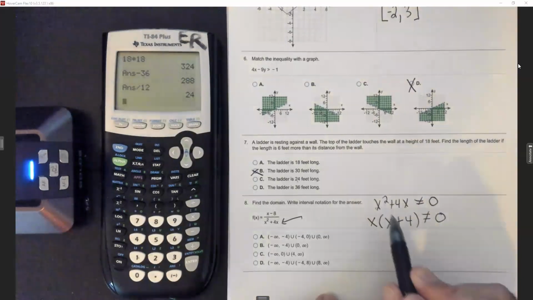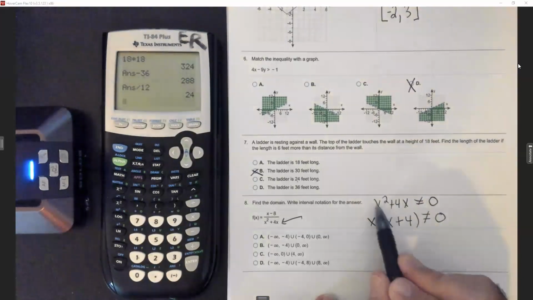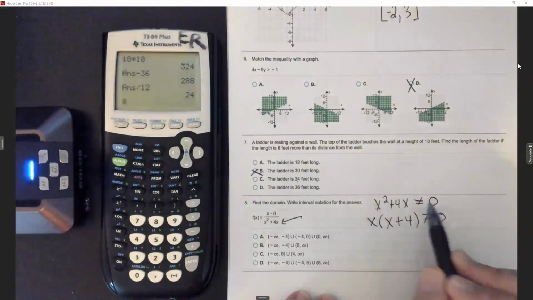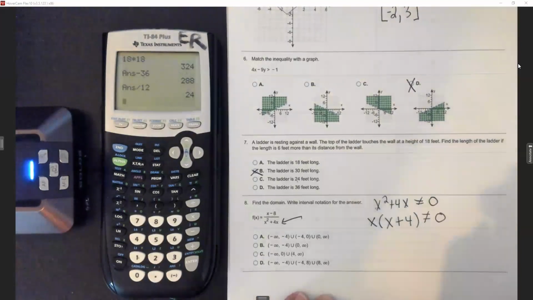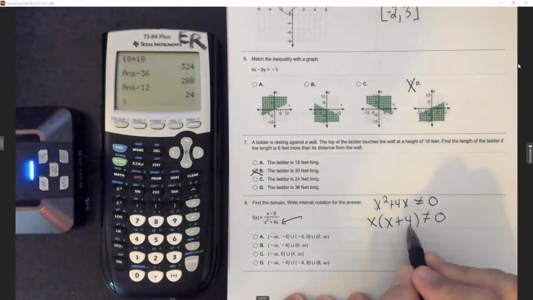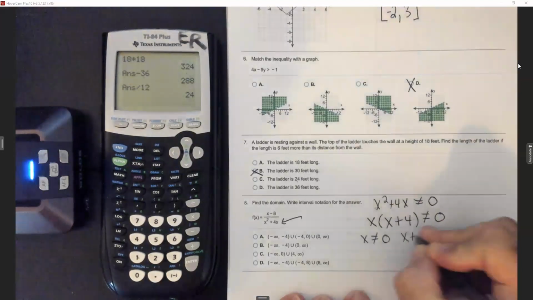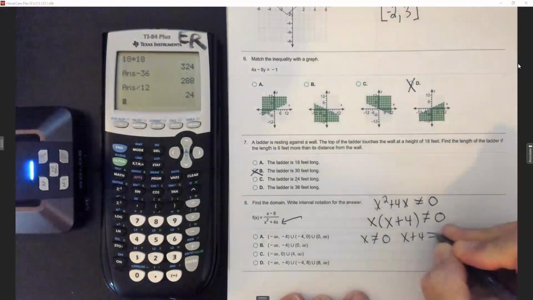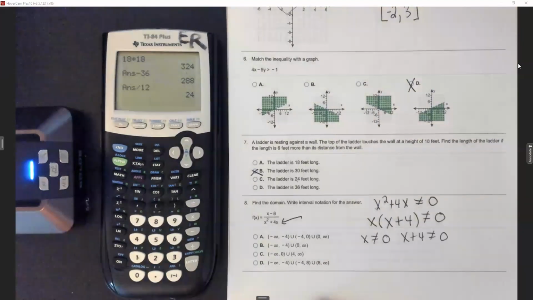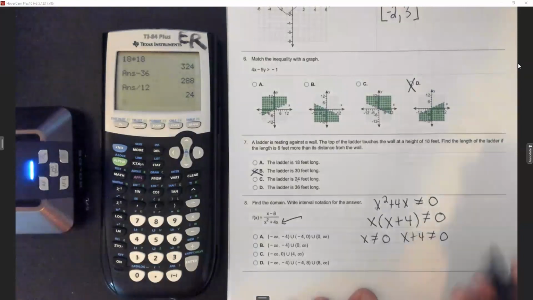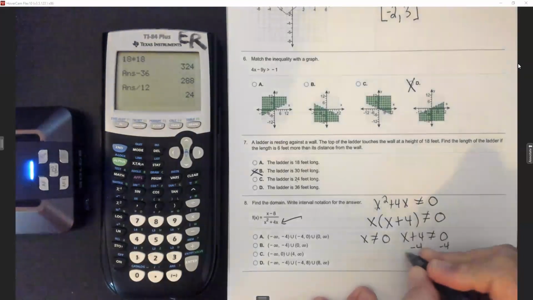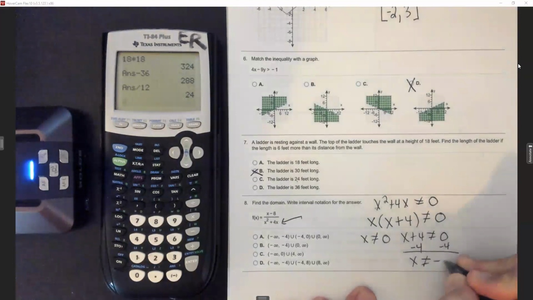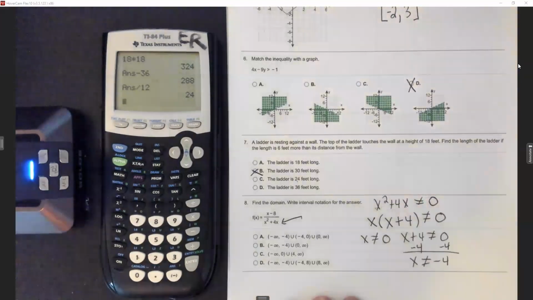You always want to factor stuff out when you've got a letter in every single one of these, okay? So now you would set both these not equal to 0. So this one's done, so I know it cannot be 0 for sure. And then this one, to solve it, you would subtract 4. And this one says x cannot equal negative 4. So I need one of these that excludes my 0 and excludes my negative 4.